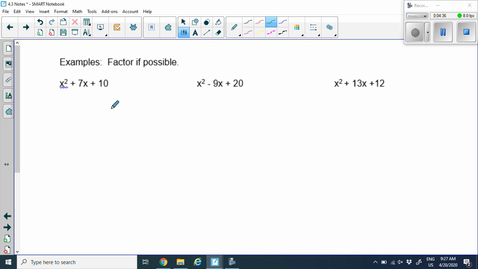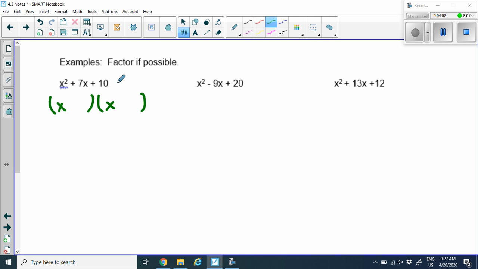Now what we need to do is create 2 sets of binomials. What I mean by 2 sets is that we're going to have 2 sets of parentheses, and each set is going to be 2 terms. Because our a value is 1, these are the nice easy ones because we can automatically just put x and x inside our parentheses.